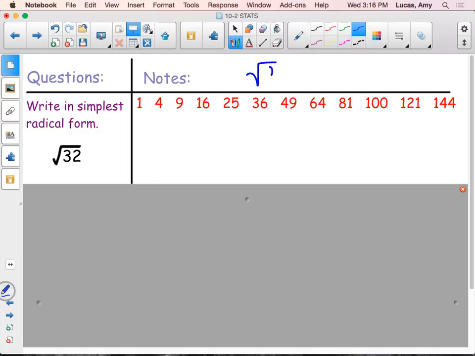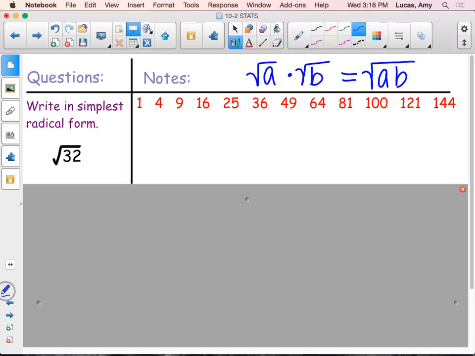There's a property that I'm going to write up here, the product of radicals. If we multiply together two square roots, the square root of a times the square root of b, that's the same as writing it as a single square root and multiplying together the a and b. So the square root of a times the square root of b is equal to the square root of a times b. I'm going to use that idea in reverse here.